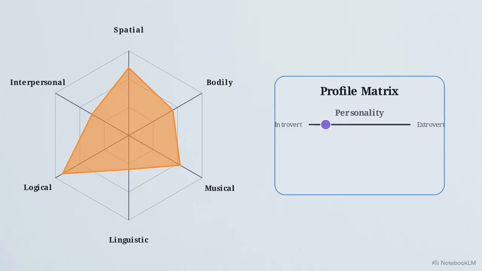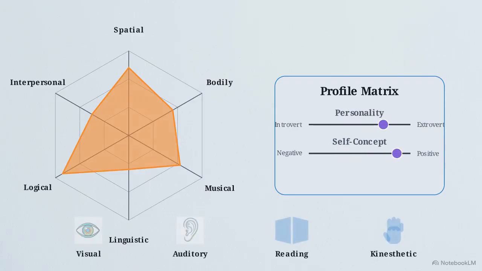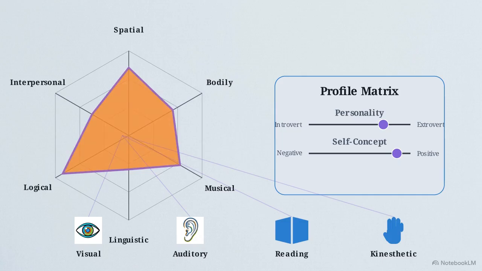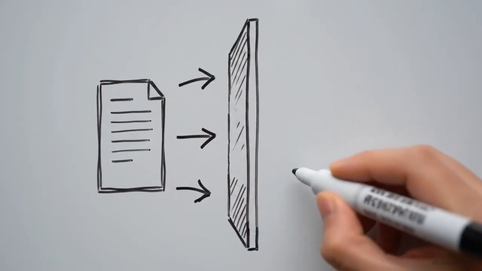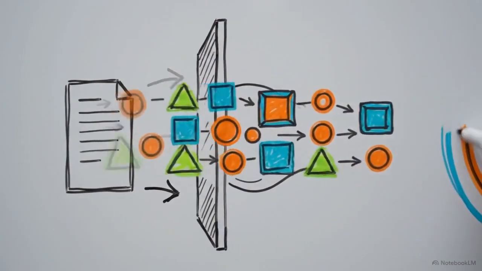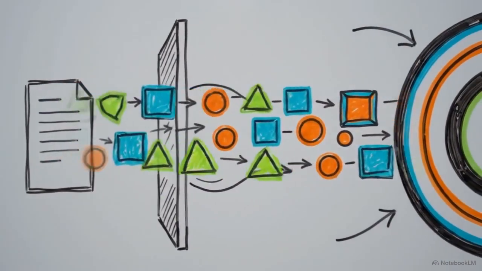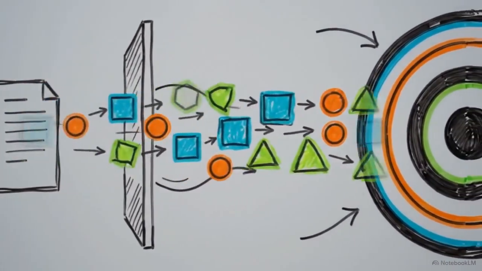Instruction must adapt to internal traits like introversion and self-concept. Established learning styles dictate the exact format: visual, auditory, reading, or kinesthetic, mandatory for absorption. Bahagian 2 functions as a localized translation matrix. It ensures that the teacher's lesson plan is formatted perfectly for the specific student node receiving it.